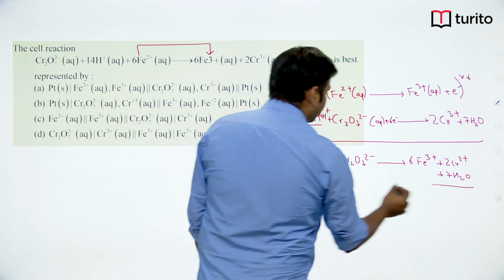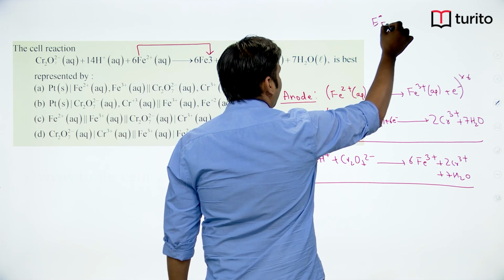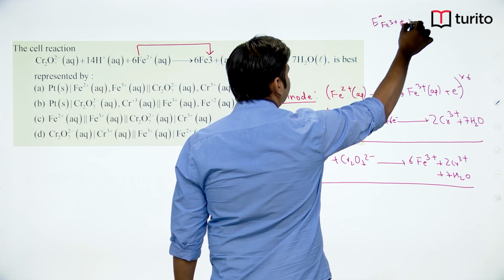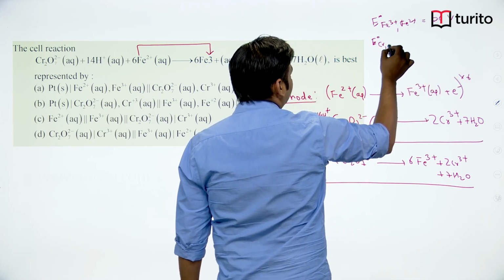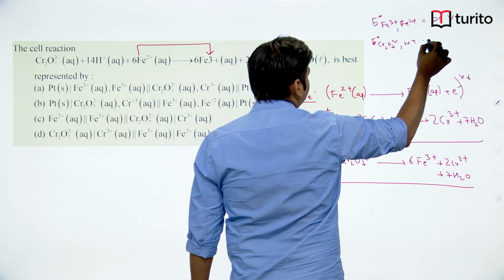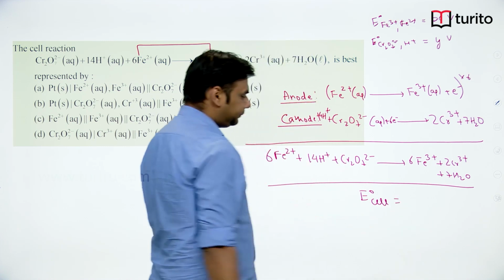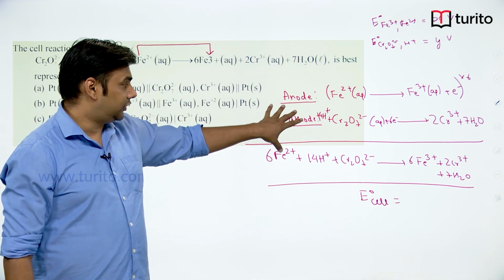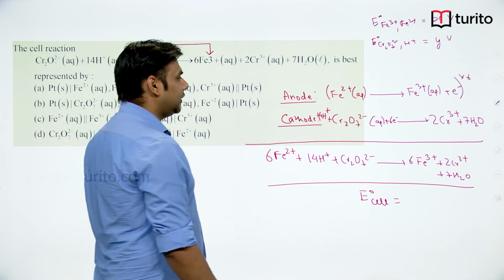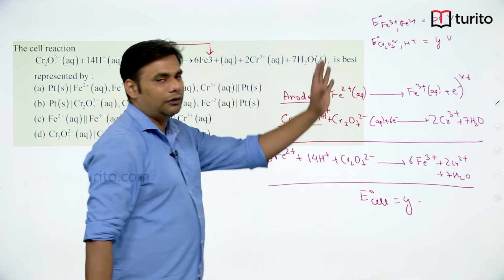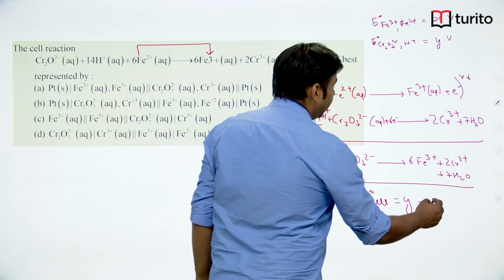Okay, so if you know the reduction potential of Fe3+ changing into Fe2+ was say X volt, and say the reduction potential of the dichromate ion with H+ was say Y volt. So the overall EMF of this cell under standard condition would be the reduction potential of the cathode, because the cathode is always at the higher reduction potential, that is Y, minus the reduction potential of the anode. So reduction is taking place of Fe3+, so the reduction potential of Fe3+, that would be X.